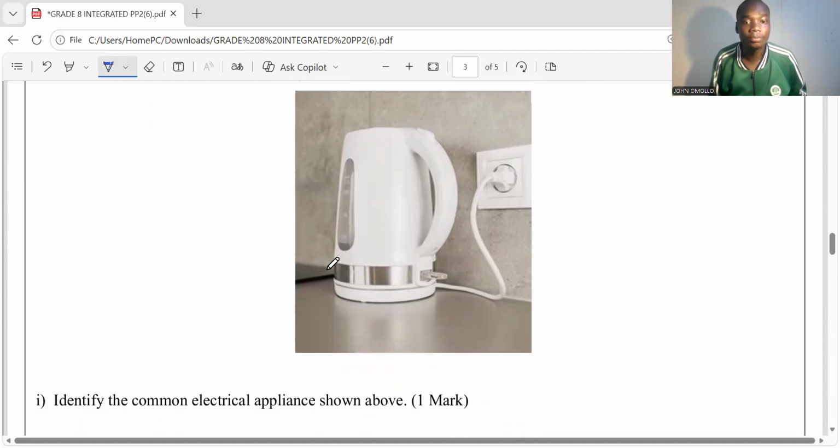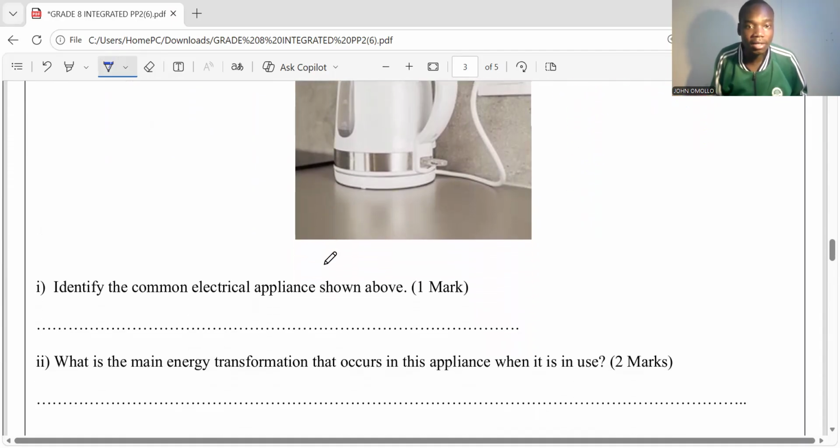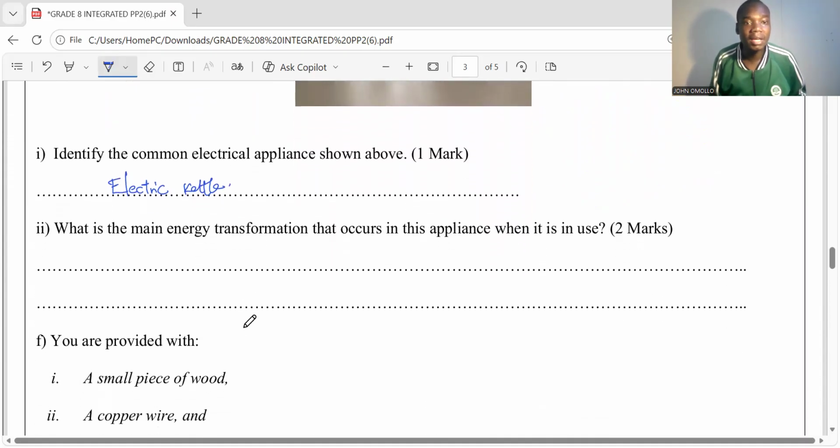Observe the appliances shown below. So this is like an electric heater or electric kettle. Identify the common electrical appliance shown above. So we can name it electric kettle. What is the main energy transformation that occurs in this appliance when it is in use? So we know that what happens is that there must be electrical energy to heat energy, heat or thermal energy.